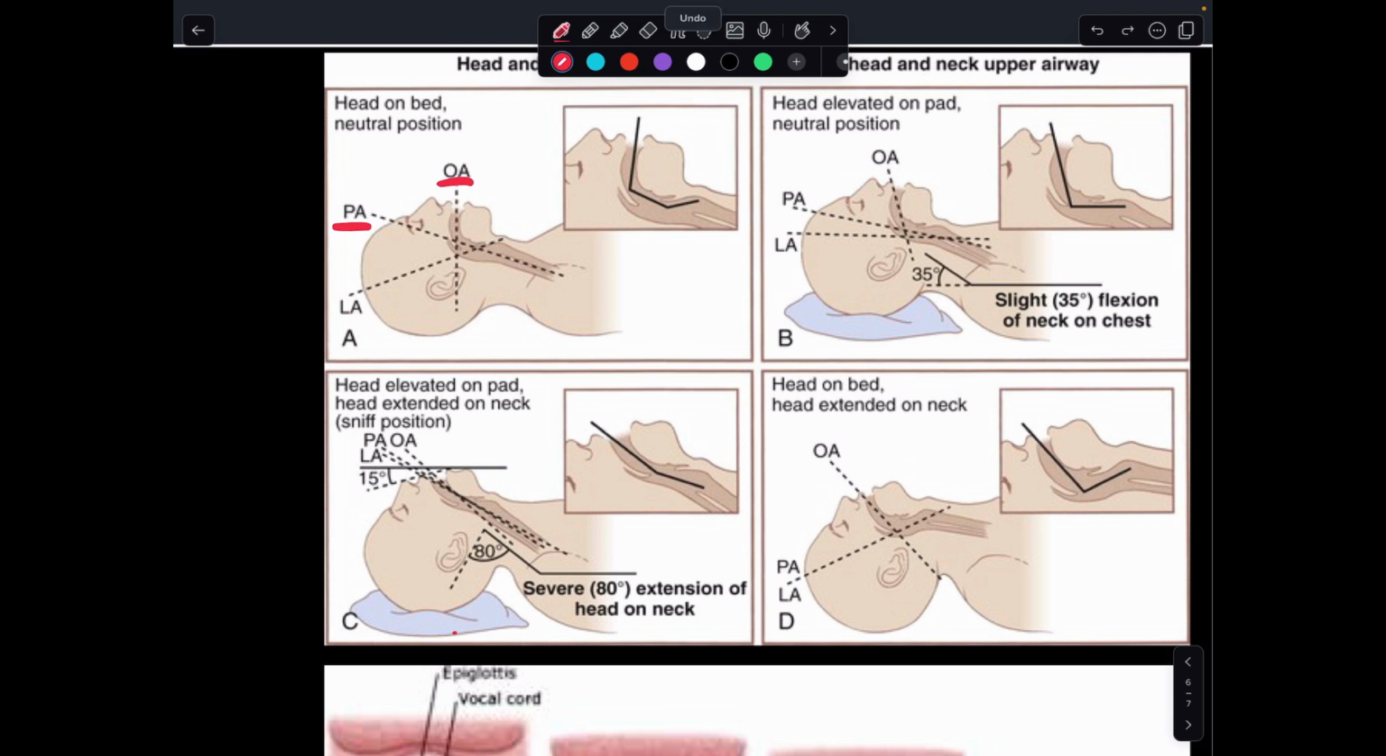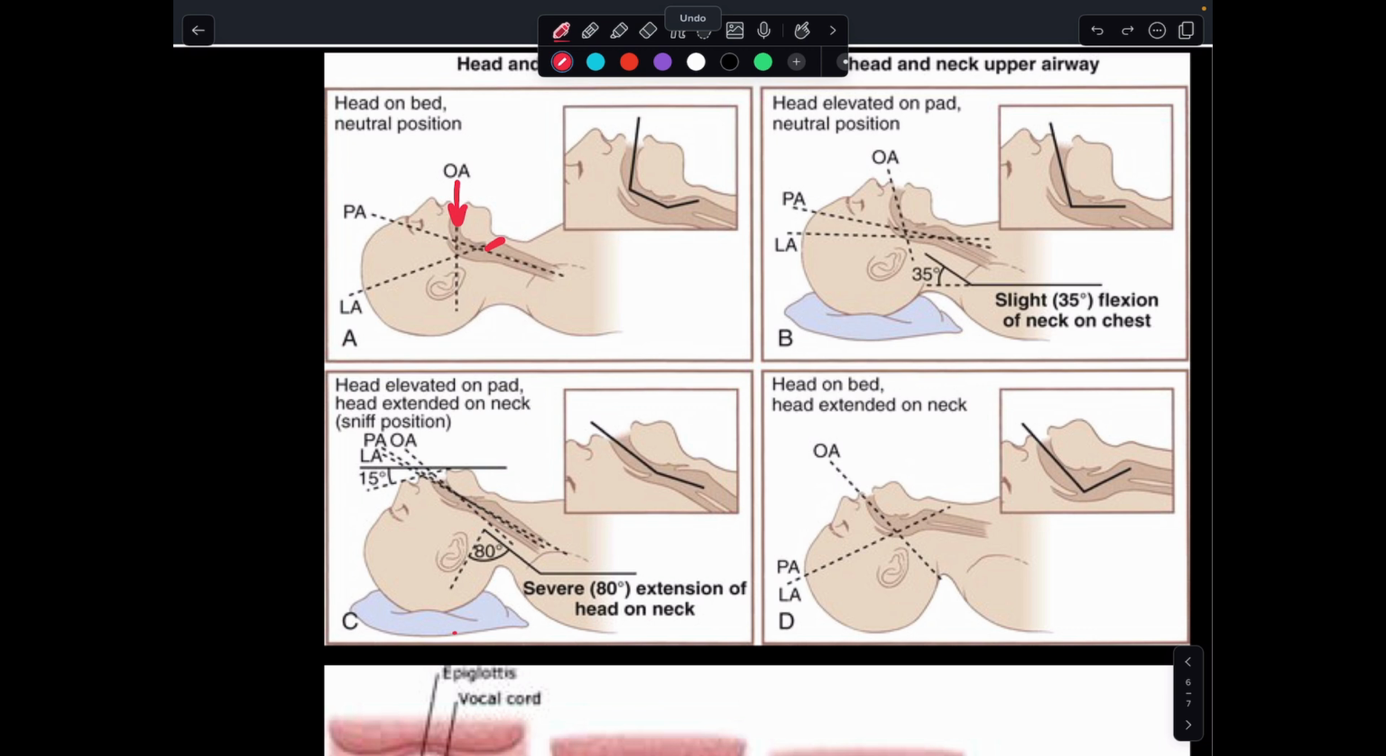So you can see, if the head is in just a neutral position laying on the bed, none of these axes are aligned very well at all. Your oral axis, if you just open their mouth, is looking straight down. You'll see the back of their pharynx. Their pharyngeal axis is looking this way, and their laryngeal axis is looking up in another direction. So if you tried to intubate in this position, it would be very difficult to visualize through the larynx, which would be sitting like this. You'd have to somehow be able to see up and around the corner.